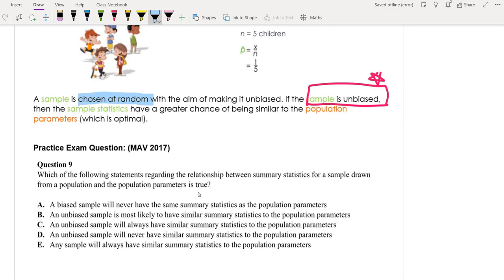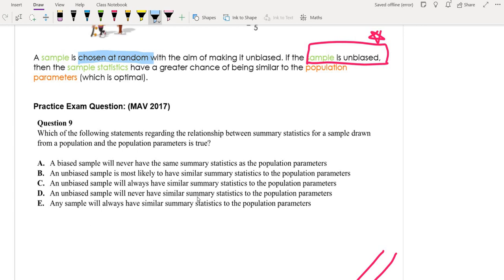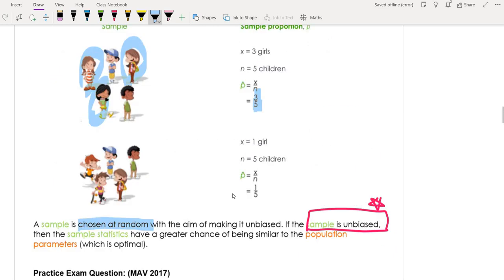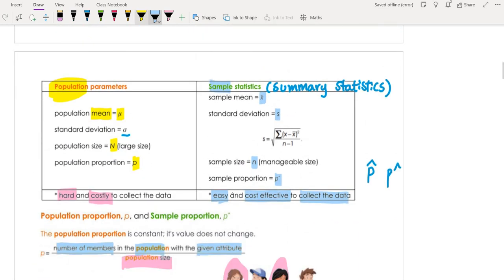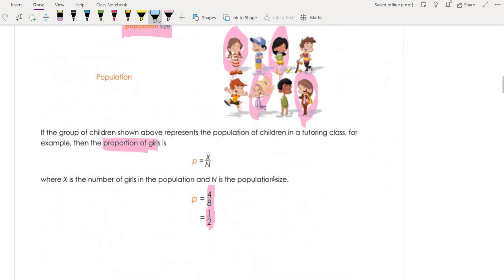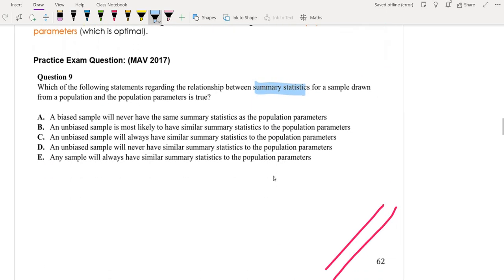So we'll look at this exam question together. Here it asks, which of the following statements regarding the relationship between summary statistics, so that's the sample statistics, and population parameters is true? You might see sample statistics called summary statistics. And we're looking at population parameters as well. So all of these things that we looked at, like proportion, mean, sample size, all of that. Which of these statements is true?